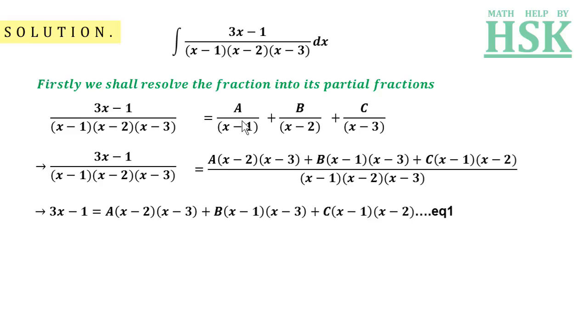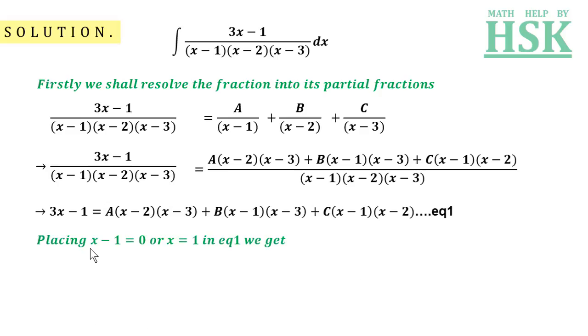As a rule, we are going to place x minus 1 equal to 0 to obtain x is equal to 1. Placing x equal to 1 in equation number 1, I am going to get the value of a. Similarly, placing x equal to 2 in equation number 1 would give me b, and x equal to 3 in equation number 1 will give me the value of c.